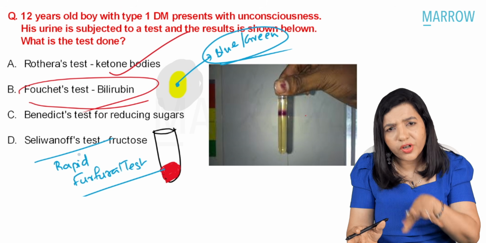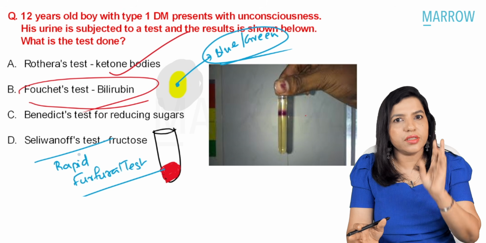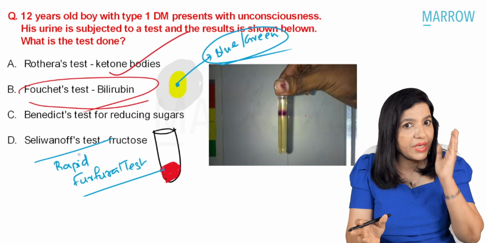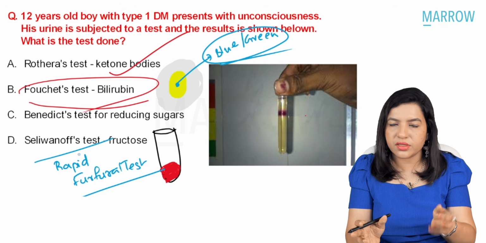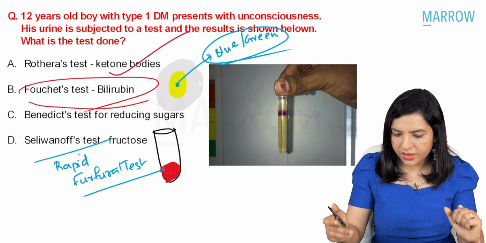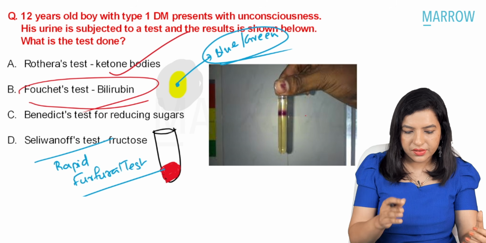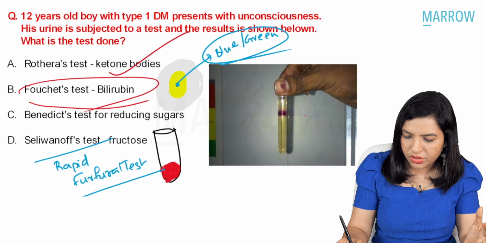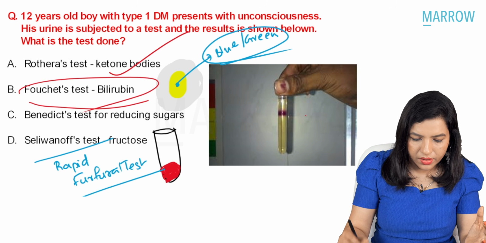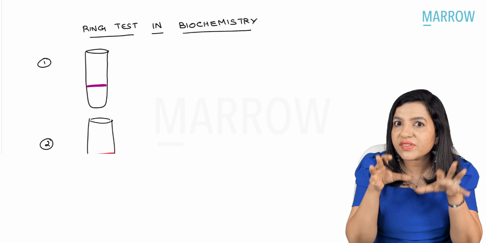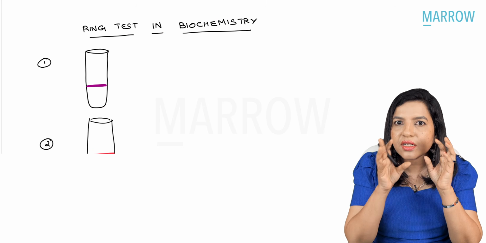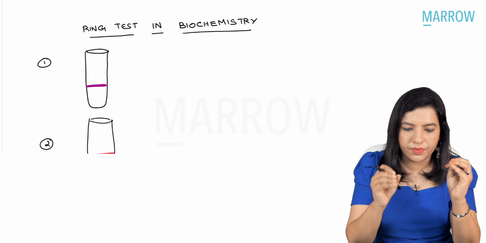Very important that we should be knowing are the Benedict's test and the Rothera's test. Very frequently asked. So we'll discuss a few tests in biochemistry. What you have seen is a ring test. So which are the tests in which we can expect a ring?